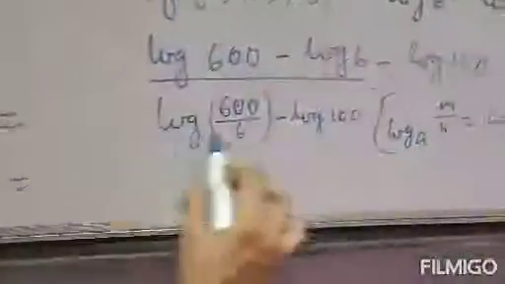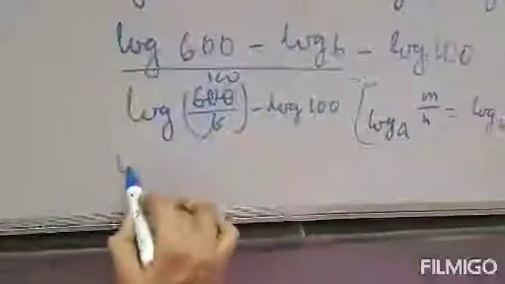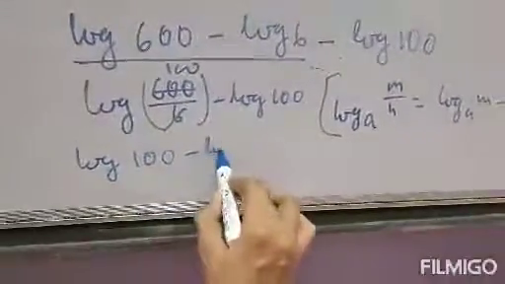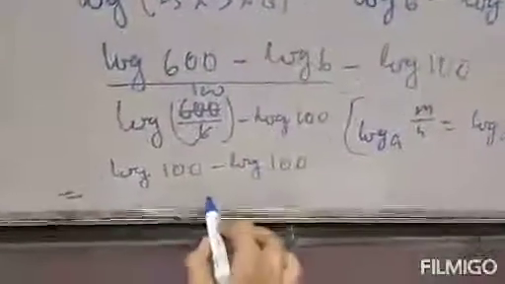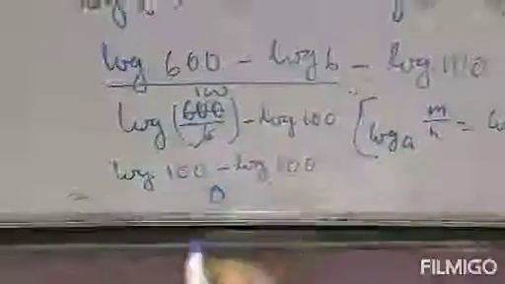By applying this formula, this is 100. So that is log 100 minus log 100. It will reduce, they cancel each other. So the answer will be 0, because both cancel each other. Log 100 will cancel, log 100 will cancel. So the remaining answer is 0. Clear? So this is the formula I have taken, and this is the solution. Log 100 minus log 100 is 0. Clear? Next.